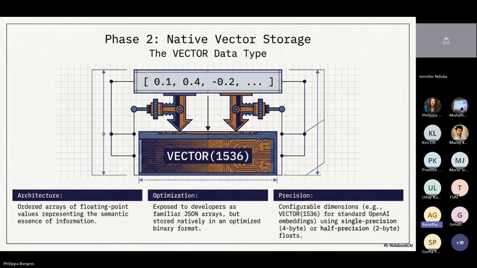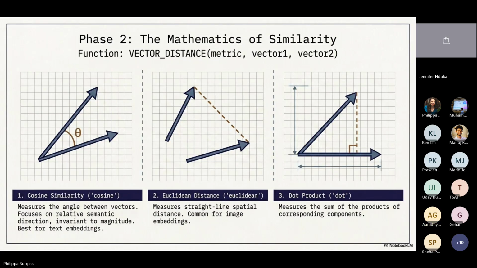So let's move to the next topic, that is the mathematics of similarity, vector distance metrics, vector 1 and 2.